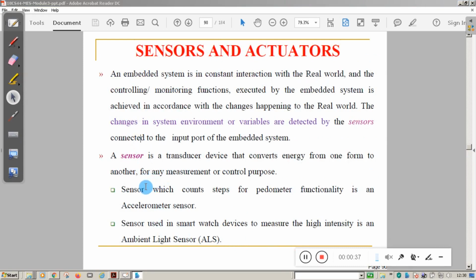So, different types of sensors are available. I have here two examples. One sensor is used in pedometer functionality to count number of steps, and the other sensor, which is known as ambient light sensor, will sense the intensity of the light. Both sensors are used in various applications.